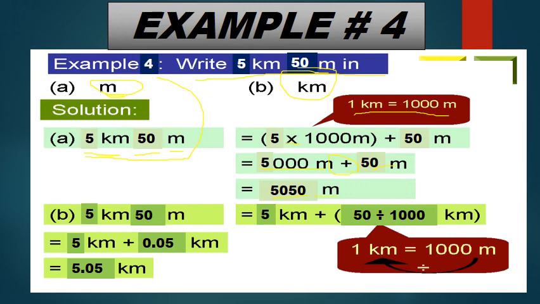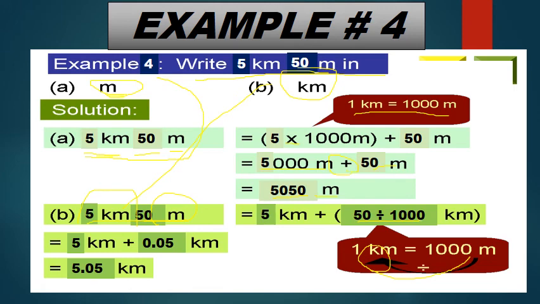In B part we have 5 kilometer and 50 meter. Now we have to convert into a kilometer. But this 5 kilometer is already in kilometers, so we are not converting it. We just convert this 50 meter into a kilometer. As we all know that 1 kilometer is equal to 1000 meter and we are converting smaller unit to a bigger unit, so we will do division. Now divide 50 by 1000.